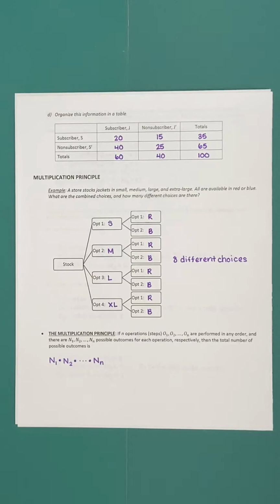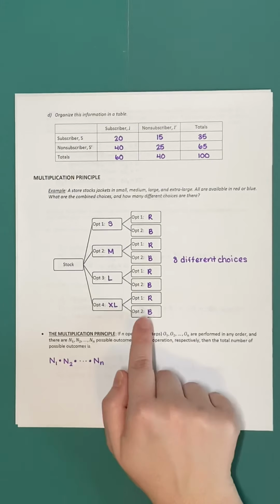So this summarizes what we're doing in the multiplication principle. What's actually happening here? What's happening is we're making a sequence of choices.